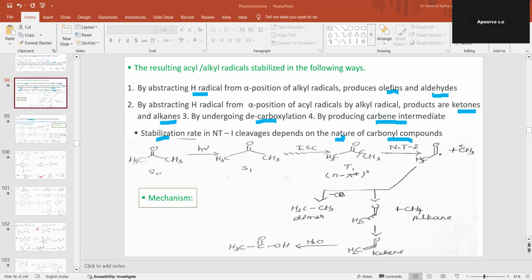And the alkyl methyl radical can undergo dimerization, forming a dimer product. Another possibility is that the acyl radical can also undergo decarbonylation, forming a methyl radical. The methyl radical can undergo dimerization, forming a dimer product. This again is the mechanism of acetone when it is irradiated at the lambda max of the acetone, forming the products ethane, ketene, and acetic acid.